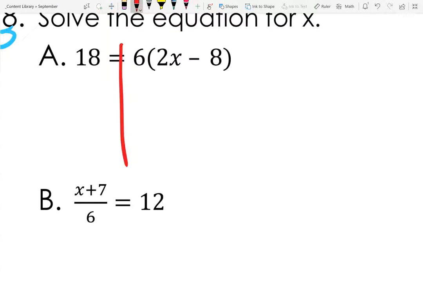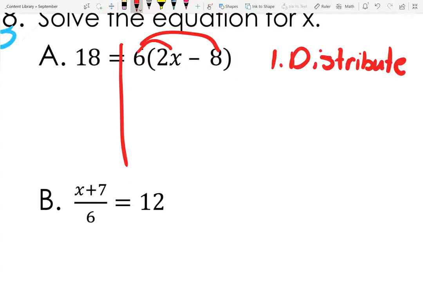So the first thing I need to do is get rid of these parentheses. The only way I can do that is to multiply that 6 into the parentheses. That's the distributive property. So number 1, distribute. We are going to distribute that 6. So 18 is still going to be there. 6 times 2 is going to be 12, so it's going to be 12x. And 6 times negative 8 makes negative 48. So that was just distributing.